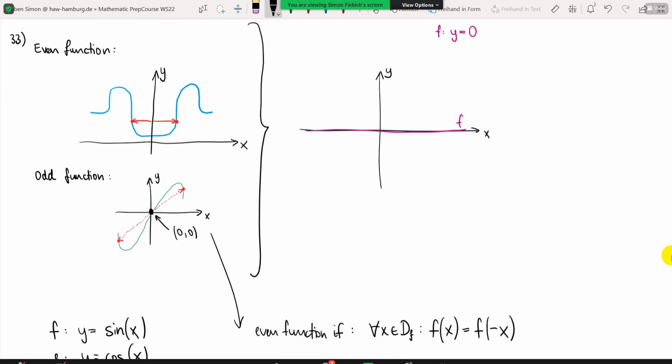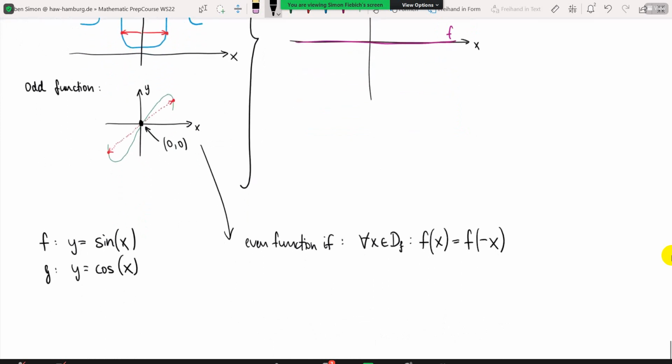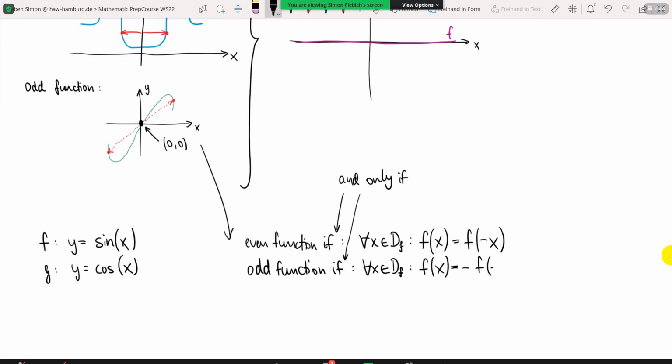Yes, and there's already one for the odd function. So it's an odd function if, actually it's if and only if, but yeah. So with an equivalence for those of you who remember. And in this case, it's for all x in the domain. It should be valid that f of x is equal to negative f of negative x.